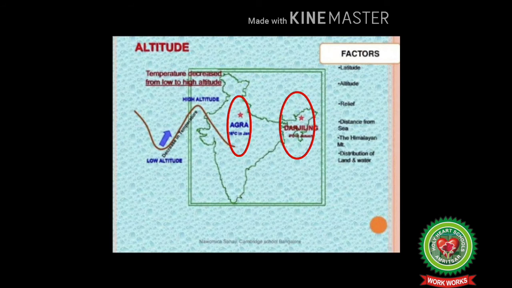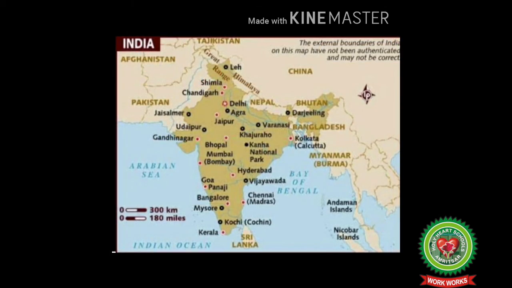Same way in Ludhiana and Shimla also. Ludhiana and Shimla both are on the same latitude, but Shimla lies at a high altitude. That's why Shimla is cooler as compared to Ludhiana.